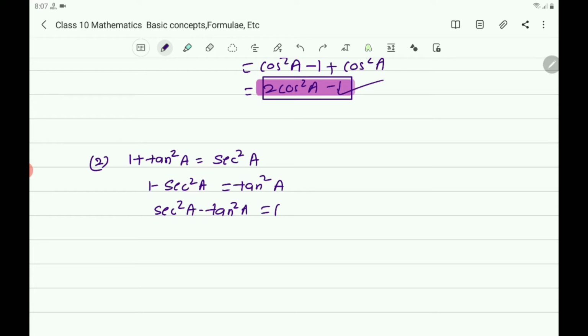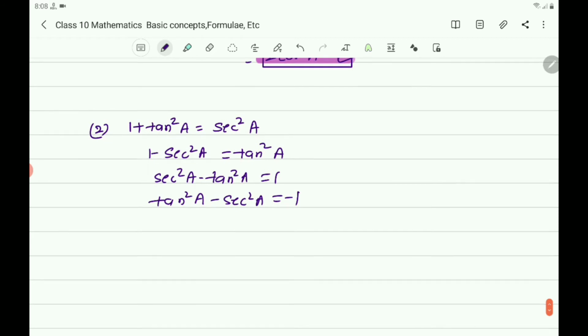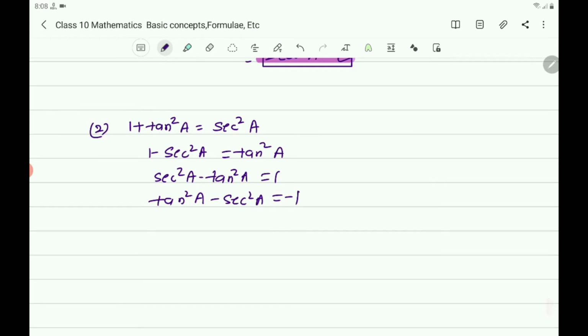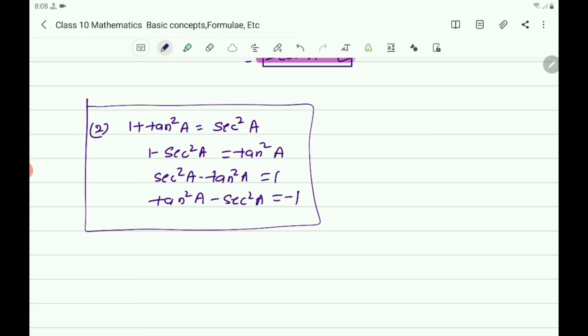That is, if 1 plus tan square A is equal to secant square A, you can express this by transferring this to this side and this to this side. You will get 1 minus secant square A is equal to minus tan square A. And transferring this tan square A to the RHS, you will get secant square A minus tan square A is equal to 1. If you transfer the secant square A towards the tan square A side, then it becomes tan square A minus secant square A is equal to minus 1. So wherever necessary, you must use these relations.